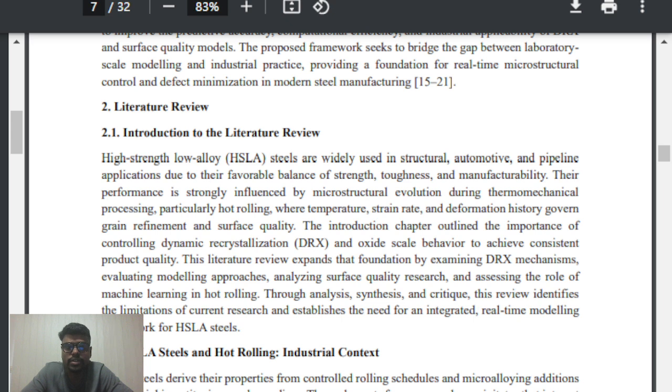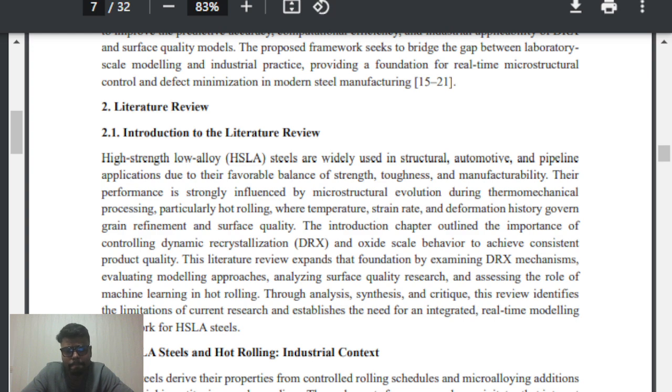The second key area is dynamic recrystallization. Earlier research explains that DRX depends on temperature, strain rate, and deformation conditions. Some models used the Zener-Hollomon parameter to identify whether DRX will occur or not. This is very useful, but it is often too simple to capture complex industrial conditions, especially in multi-pass rolling.